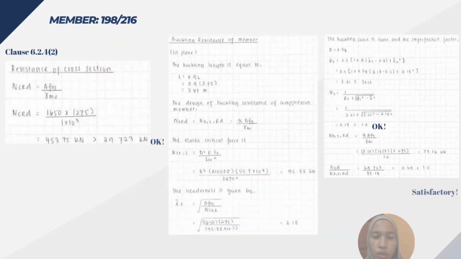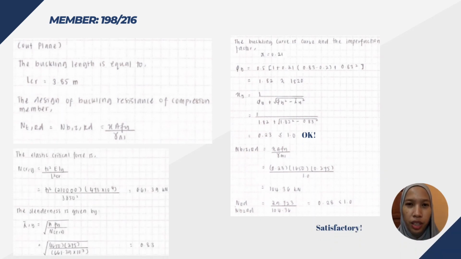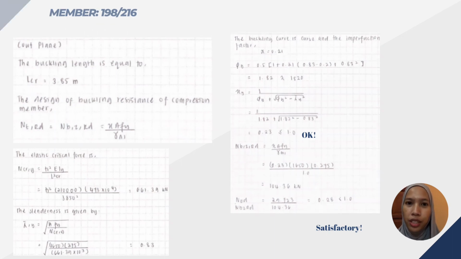For compression calculation, we get the value of NCRD bigger than NED, which means okay. Then we find the buckling resistance of the member for in plane and also out of plane. For in plane, NED divided by NBZRD is less than 1, which is 0.69. That means it's satisfactory. For out of plane, NED divided by NBZRD is less than 1, which is 0.28. That means it's also satisfactory.